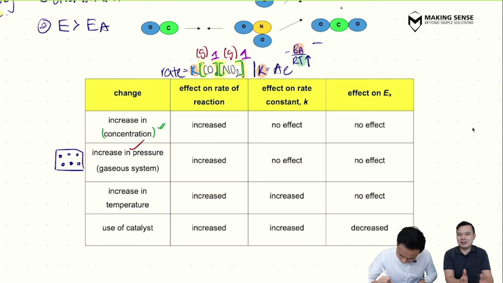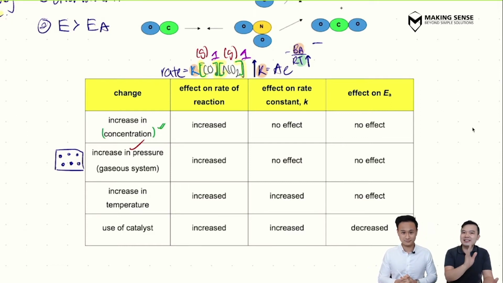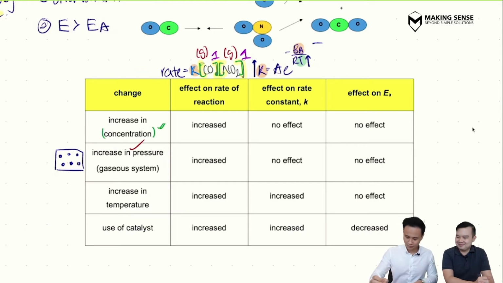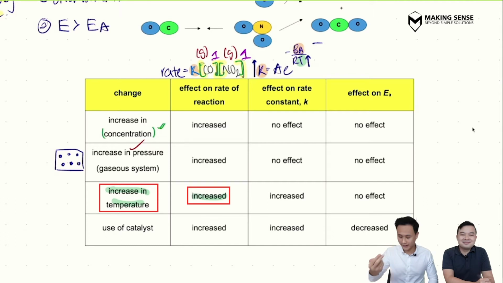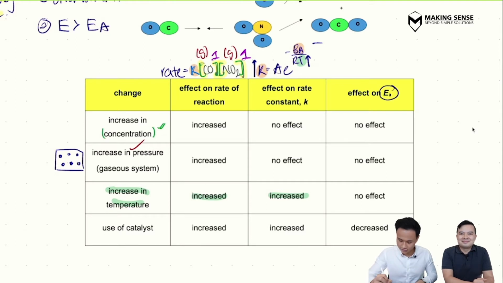It's a bit mathematical, but logically speaking, increased temperature, I speak faster, the k will increase, and the rate will also increase. That makes sense as well. So when I increase temperature, you would see how my rate of reaction definitely increased. Why? Because my rate constant is increasing. And there is no effect on activation energy, because activation energy is only affected by the presence of a catalyst.